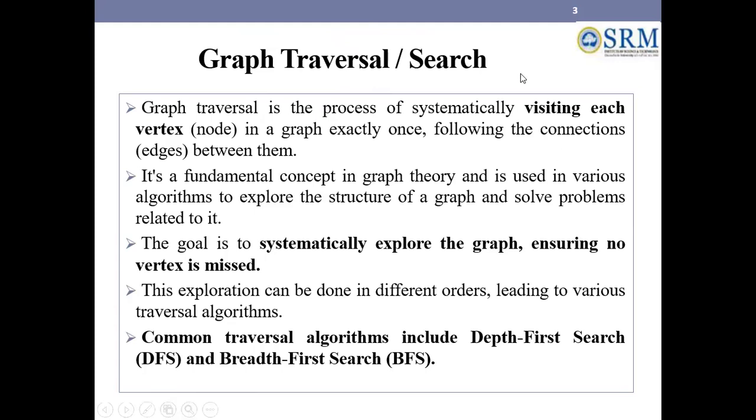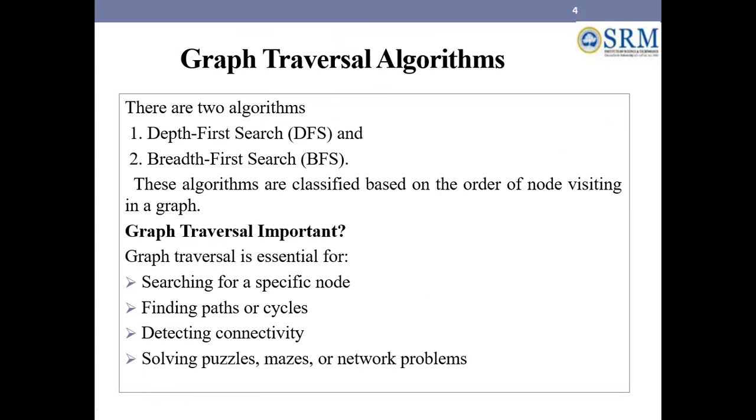And we will see why graph traversal is important. Because graph is a network or structure where we can store the data. If we want to search for a particular node, we have to traverse it and we have to find a path or cycles, some directing or removing some elements from the graph and solving puzzles and mazes and network problems. Normally, computer networks systems are connected in a network that is represented in the form of graph.